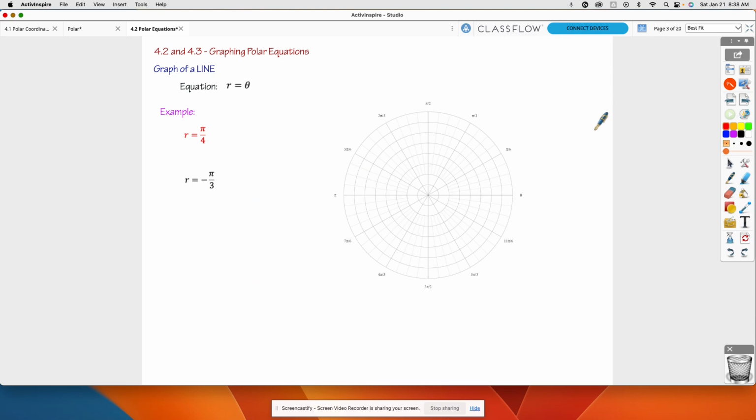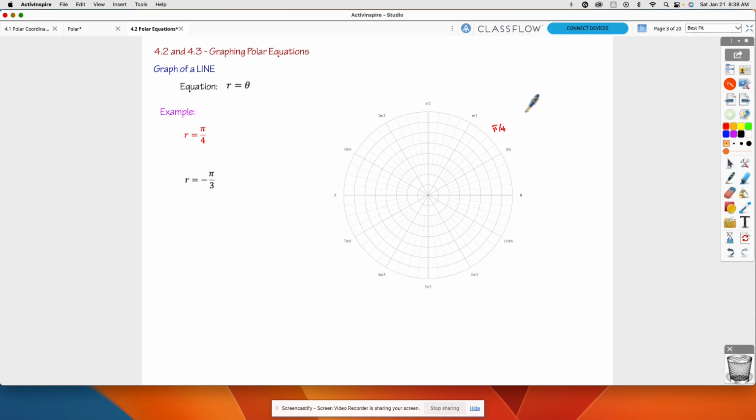Now, this next slide is all about graphing a line. Now, the equation for a line in polar form is just theta equals a constant. Okay, so let's look at two examples. First one, we have theta equals pi over 4. So your theta is pi over 4. It is right here in between pi over 6 and pi over 3. So this is our pi over 4.